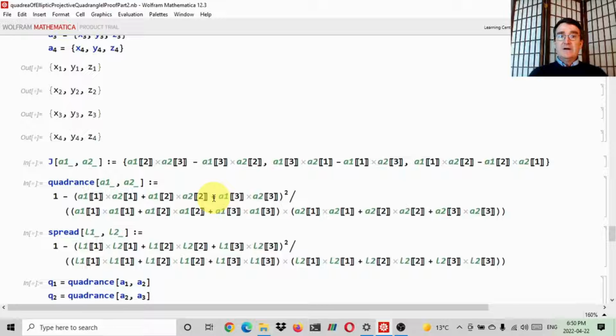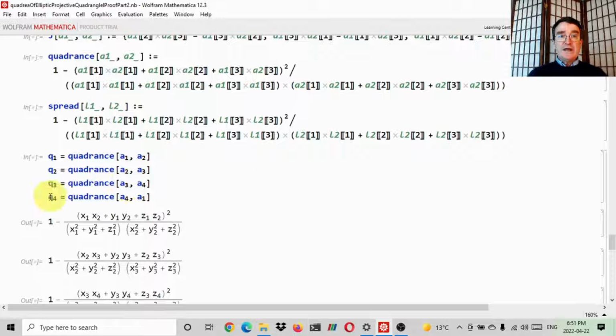So next we're going to compute the quadrance between projective points A1 and A2. That's Q1. So we're calling this function that we defined up here to give us Q1. Q2 is the quadrance between A2 and A3. Q3 is the quadrance between A3 and A4. And Q4 is the quadrance between A4 and A1. And that results in these four. This is Q1. This expression here is Q2. This expression is Q3. And this expression is Q4. Notice that it has a plus sign here, here, and here in front of the z's.